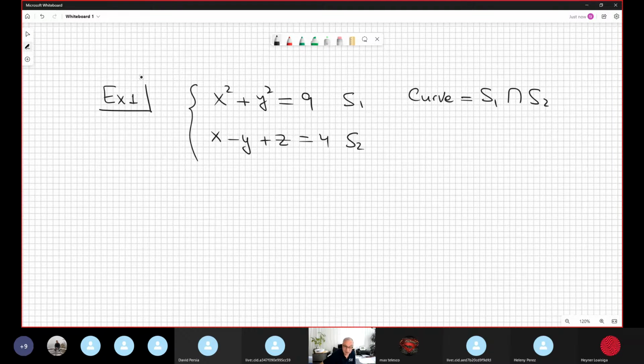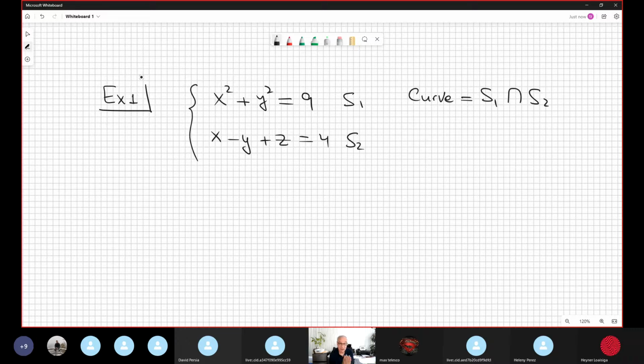Ellipsoid? Ellipse? No, an ellipse is not a surface. An ellipse is a curve in 2D. We are talking now about 3D. In 3D, x squared plus y squared equals 9, what kind of surface is it? Cylinder, parabolic? No. It's a circular cylinder.